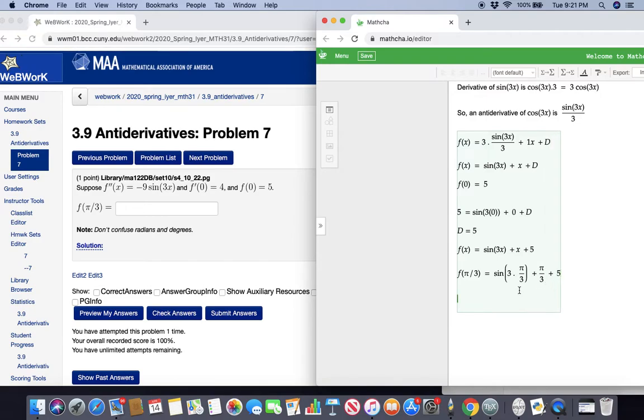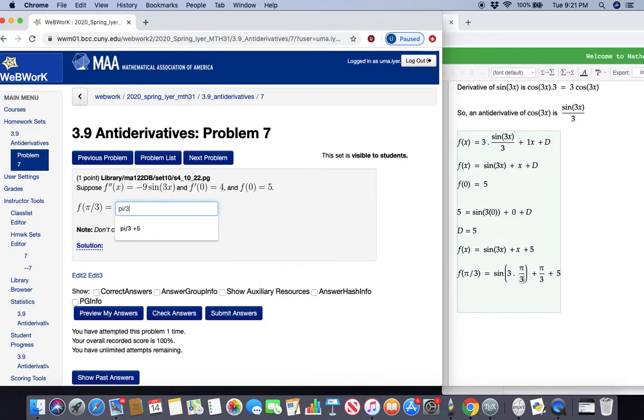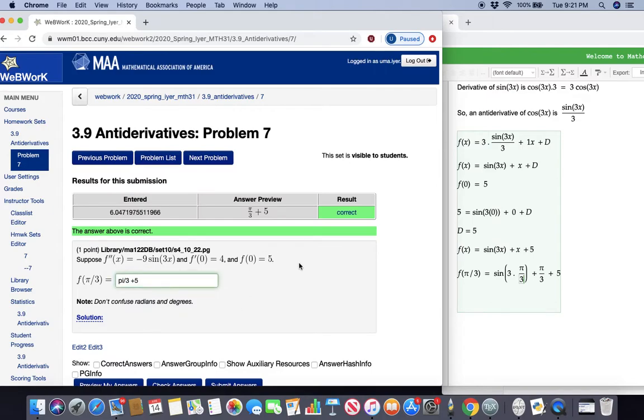Okay, now this is interesting. This 3 and this 3 cancel. So when I cancel those two, I get sine of pi, which is 0. So that goes away. All I have is pi over 3 plus 5. So let me write down pi over 3 plus 5. Submit. We are correct. Okay. Until next problem.